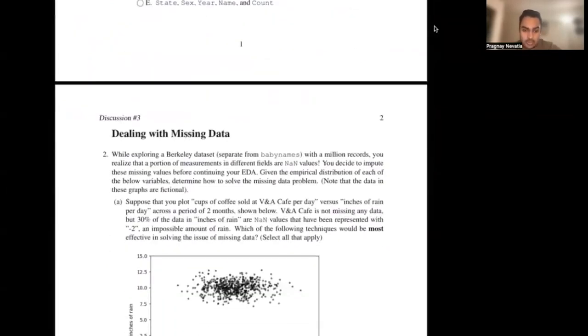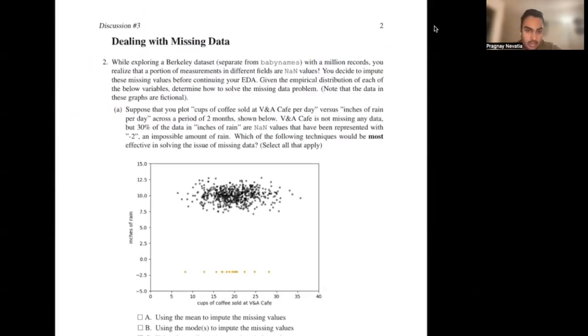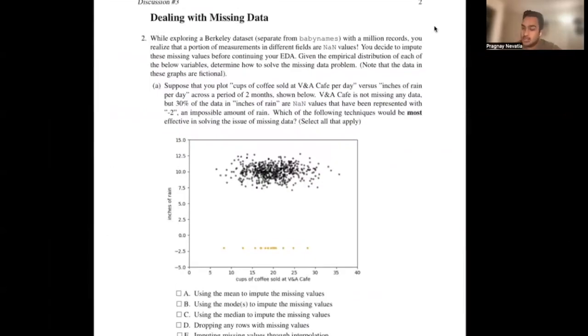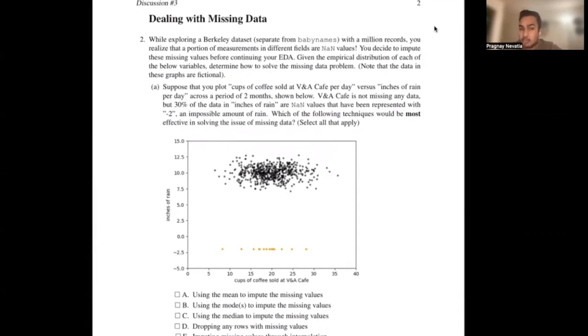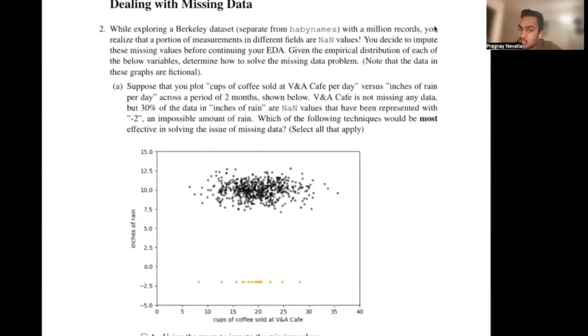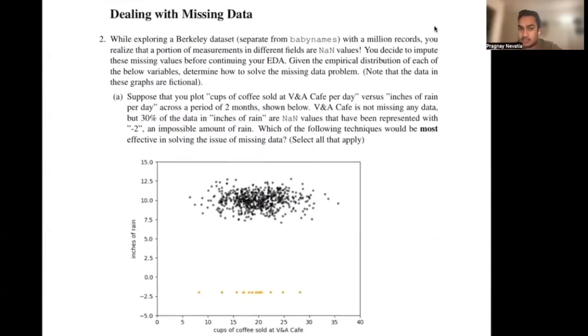Okay, so let's go to question 2. Question 2 is about dealing with missing data. Now, this is a very common thing that you're going to run into as a data scientist. So let's get in practice with that. So here you're exploring the Berkeley dataset, and it has 1 million records. You'll realize that a portion of these measurements in different fields are actually NaN values. And you're thinking about imputing these missing values before continuing, but you want to understand how you want to solve this missing data problem. So let's talk about each part separately.